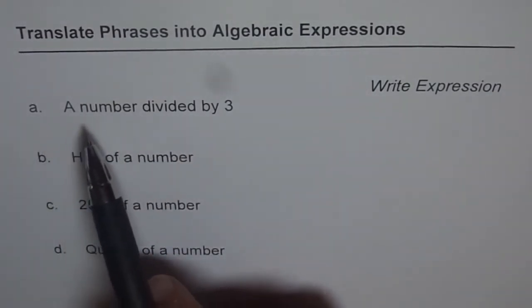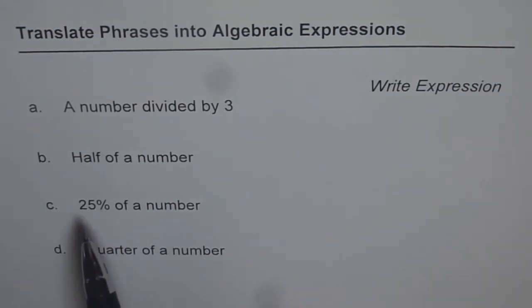First one is a number divided by 3. Second is half of a number. C is 25% of a number. And D is a quarter of a number. So at this stage, I'll suggest you can pause the video, copy these four examples, try to write your expressions, and then listen to my solutions. Okay? Here are my solutions.